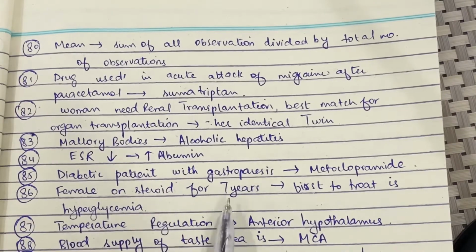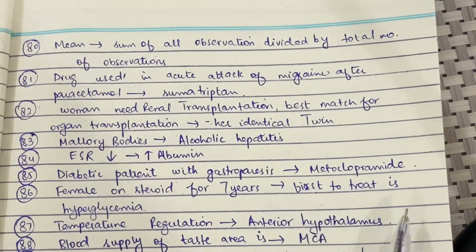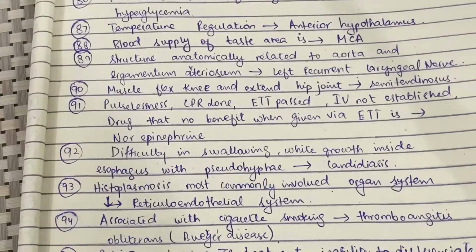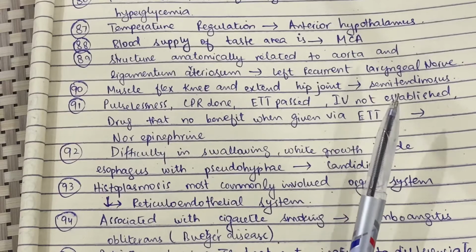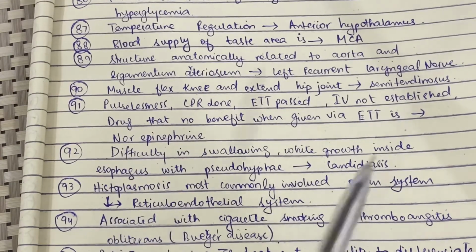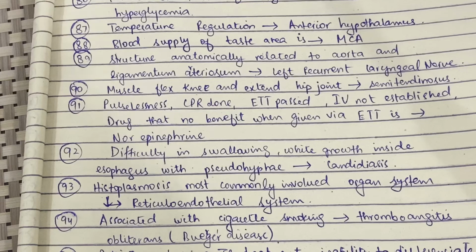Female on steroids for the past 7 years. First to treat is hyperglycemia. Temperature regulation occurs in the anterior hypothalamus. Blood supply of taste area is middle cerebral artery. Structure anatomically related to aorta and ligamentum arteriosum is left recurrent laryngeal nerve. Muscle that flexes the knee and extends the hip joint is semitendinosus.